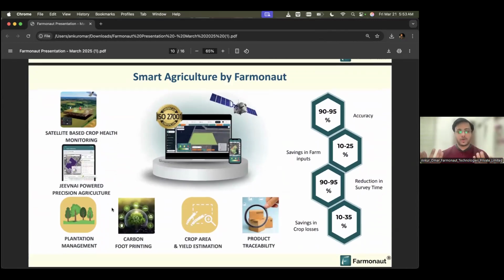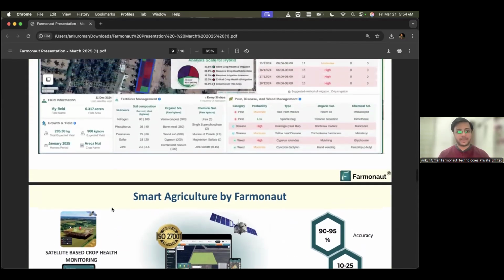Just to give you some context, we are catering to more than 200,000 farmers all across the world. We have 40 plus countries where these farmers exist. We have more than 10 million hectares of farmland that we have monitored so far. So we have a big scale of usage. Based upon the work that we have done in the last 6.5 years, we have been able to maintain our accuracy beyond 90%.